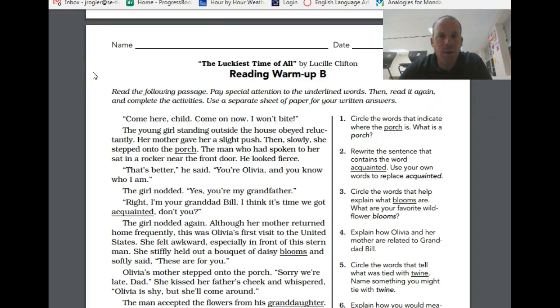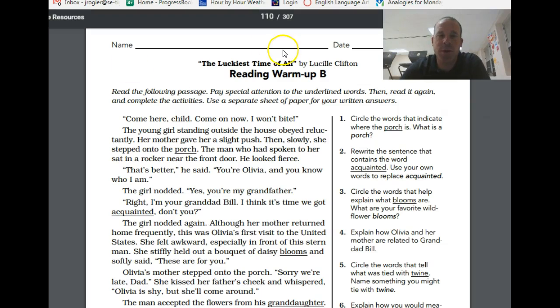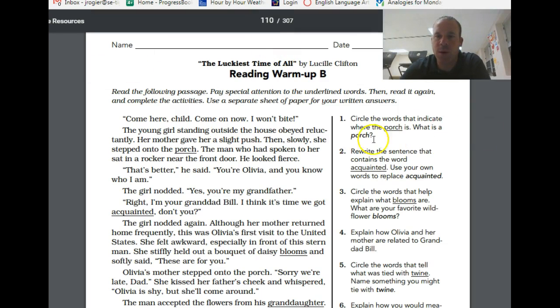I'm going to go through the packet here for The Luckiest Time of All that you have to do in class. Starting with the first page, the reading warm-up B. So basically what you're doing is you're reading the story and you're answering the questions here off to the side. It's pretty simple.